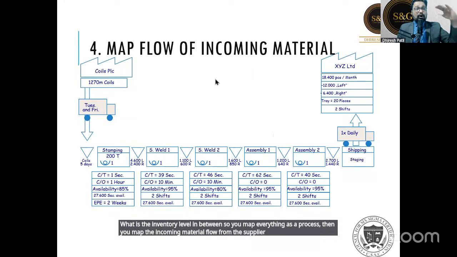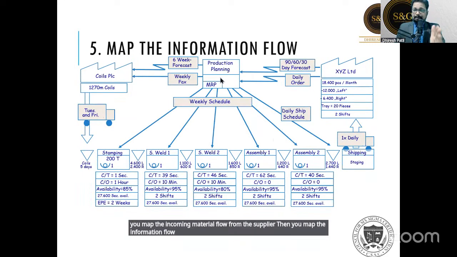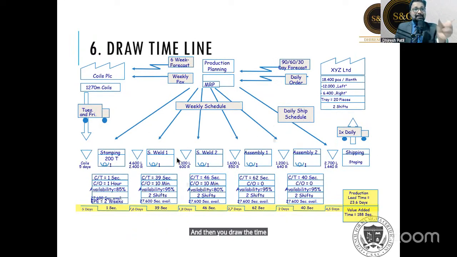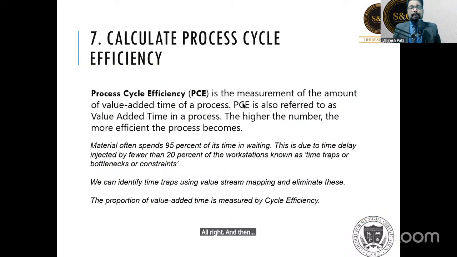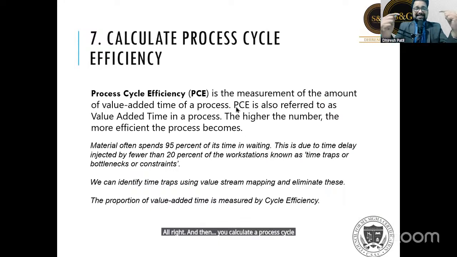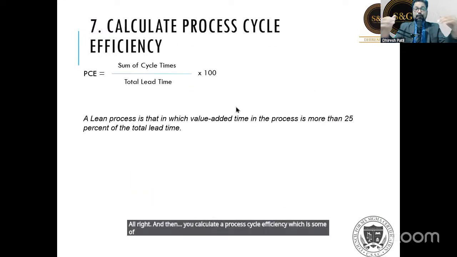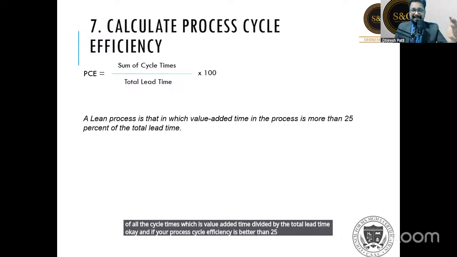Then you map the information flow, from the customer to the PPC and from the PPC to all the departments, everything. And then you draw the time ladder, the waiting time and the cycle time. And then you calculate the process cycle efficiency, which is the sum of all the cycle times, the value added time, divided by the total lead time. And if your process cycle efficiency is better than 25%, you are doing a fantastic job.